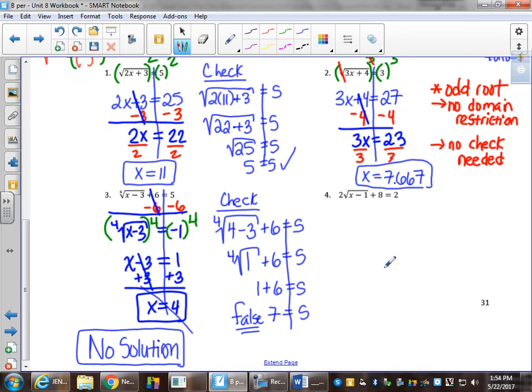Pause the video, please, and try number 4 on your own. I will come back to check your work with you. Please get as far as solving for x, and then rejoin me on the video to check if our answers match.